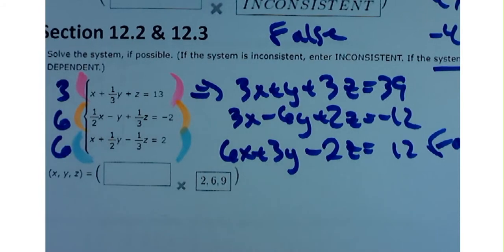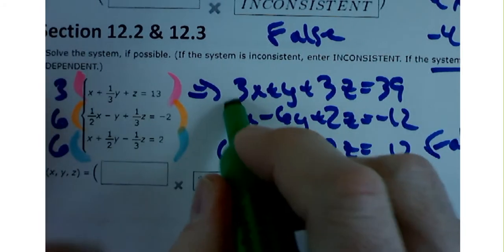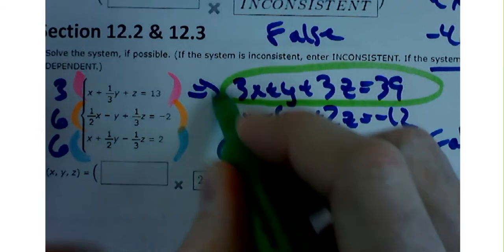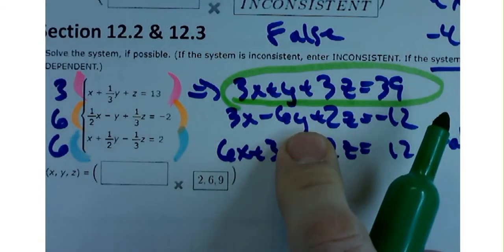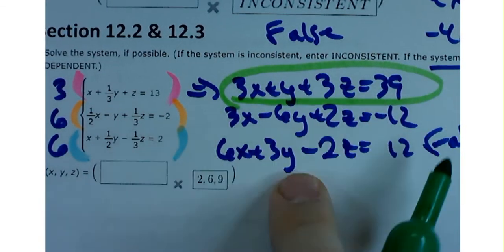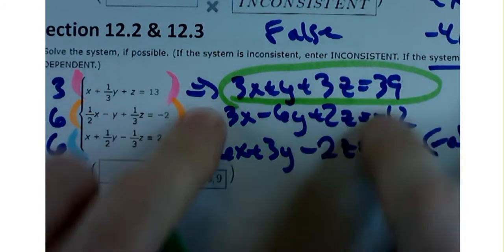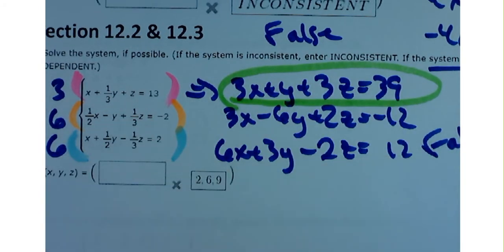Now that you've cleaned this up, I'd probably choose the top equation and multiply by 6 to get rid of the y here, and multiply by negative 3 to get rid of the y here. That'll give you 2 equations and 2 unknowns. You'll be able to solve for x and z. Once you solve for x and z, go back and solve for y in one of these original equations. Doesn't matter which.